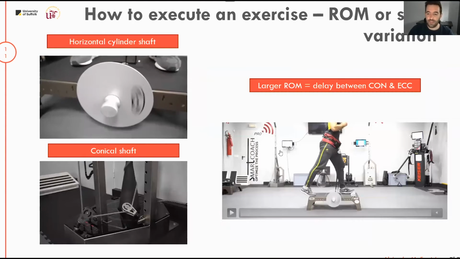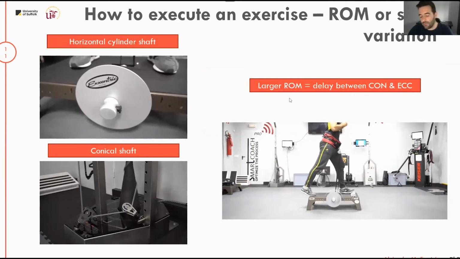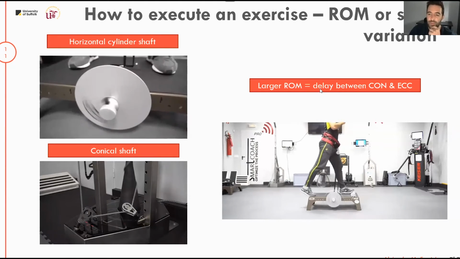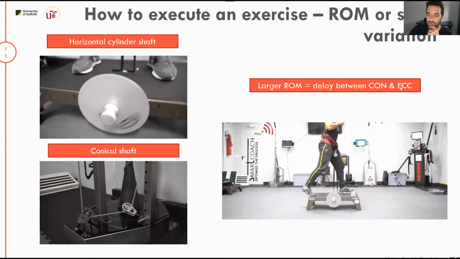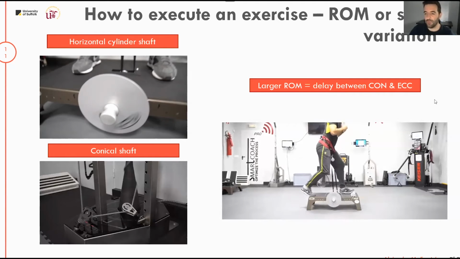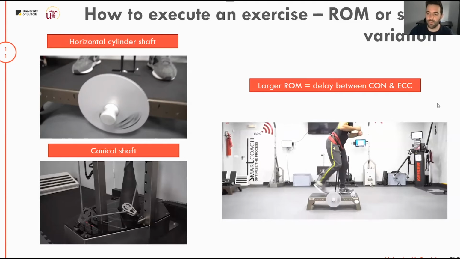In a horizontal cylinder shaft, or even on a conic pulley, you can have a larger range of motion, which will make a delay between the concentric and the eccentric phase, like we are showing in that video. This could be an option for some given purposes in strength and conditioning programs.